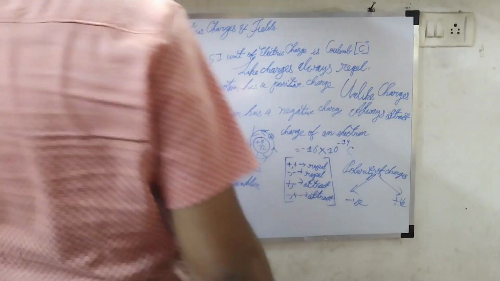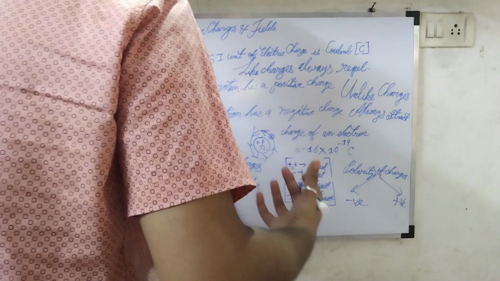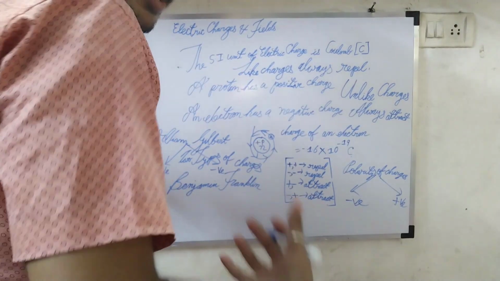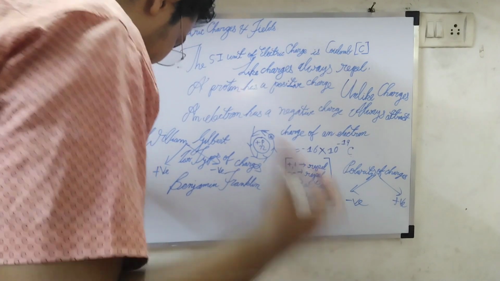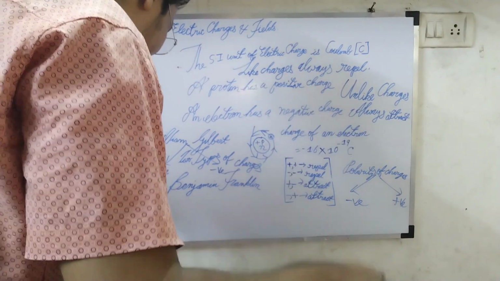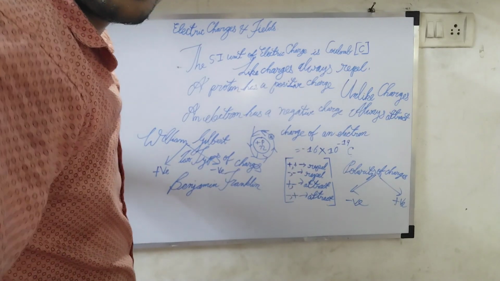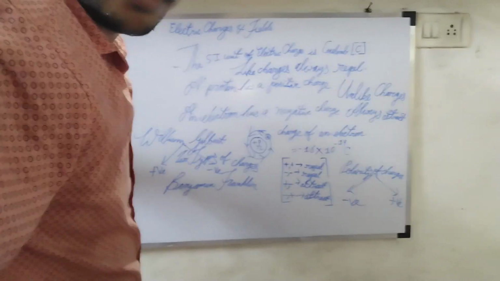Now what we can tell is that if an object possesses an electric charge, then it is said to be electrified or charged, and when its net charge is 0, then it is said to be neutral, just like neutron.